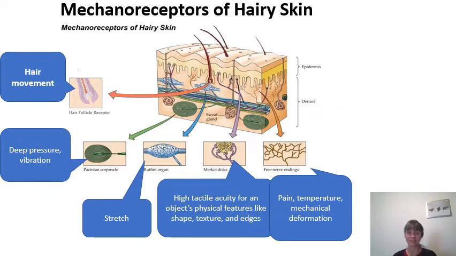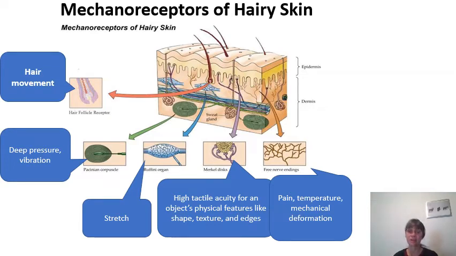Merkel's discs are kind of neat. They have a high tactile acuity for an object's physical features like shape, texture, and edges. And the whisker follicles of many mammals have a lot of Merkel's discs, which we know are Merkel's cells or tactile cells. So they're for light touch.